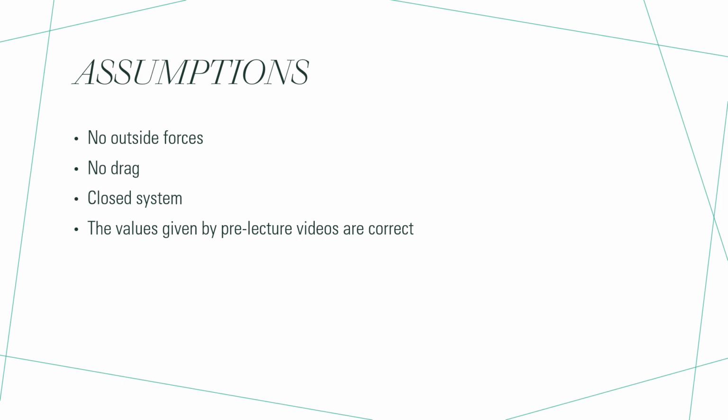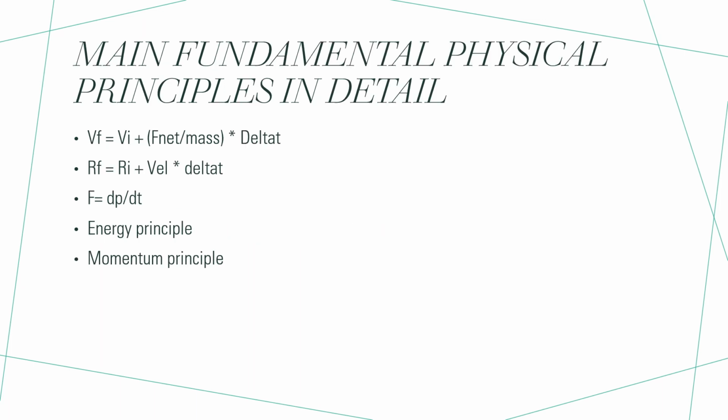The assumptions are that there are no outside forces and no drag, which means it's a closed system, and we're assuming that the values in the pre-lecture videos are correct. The main physical principles are the velocity update formula, the position update formula, Newton's second law, which is dp over dt, the energy principle, and the momentum principle.